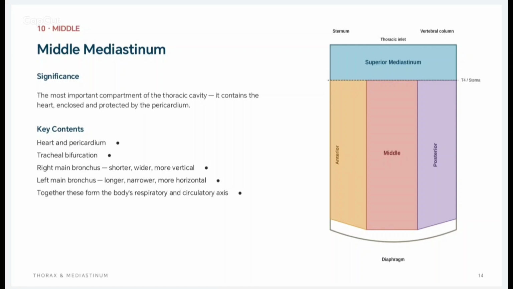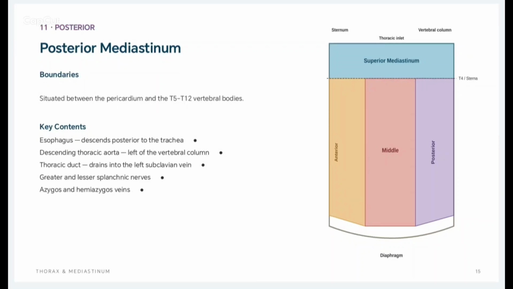Because it contains the heart and the origins of the great vessels, any pathology in the middle mediastinum is typically life-threatening and requires immediate clinical attention. Finally, we have the posterior mediastinum. This compartment is situated between the pericardium and the T5 through T12 vertebral bodies.